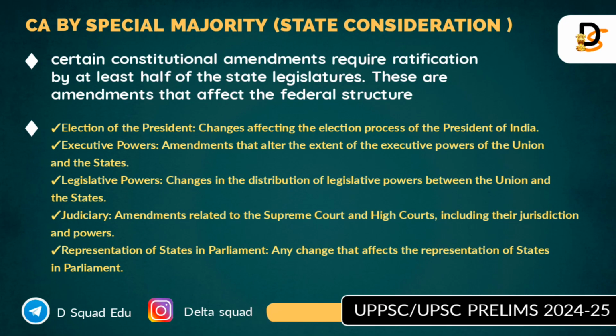The third category is constitutional amendment by special majority with state considerations. Certain constitutional amendments require ratification by at least half of the state legislatures. These are amendments that affect the federal structure: the election of the president, changes affecting the election procedure of the President of India, amendments that alter the extent of the executive power of the union and the states, the legislative powers, changes in the distribution of legislative powers between the union and the states, amendments related to the Supreme Court and High Courts, including their jurisdictions and powers, and representation of states in the parliament.